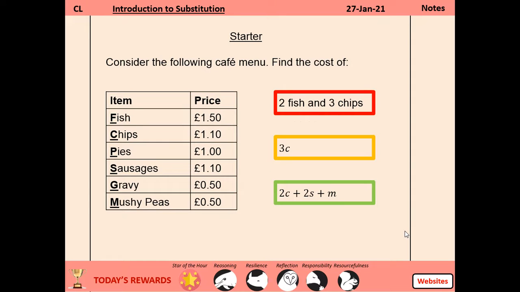All right. These are the answers. Remember, two fish is 2 times £1.50, which is £3, and then three chips is 3 times £1.10, which is £3.30, and together you get £6.30.